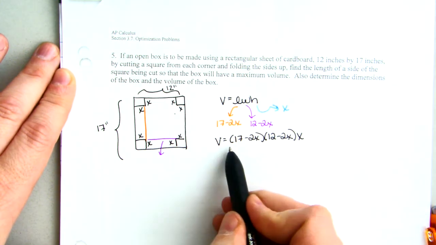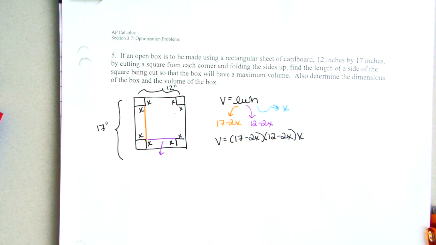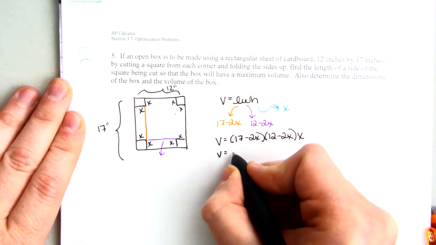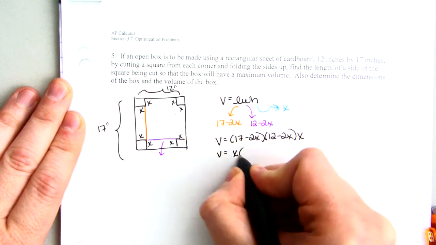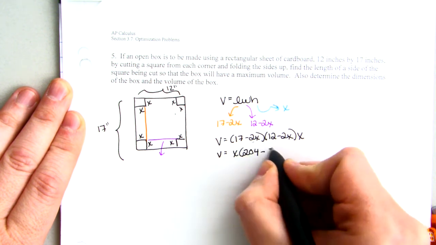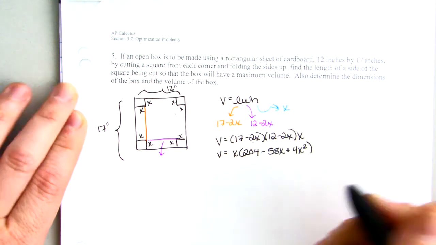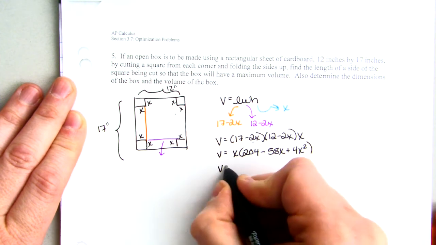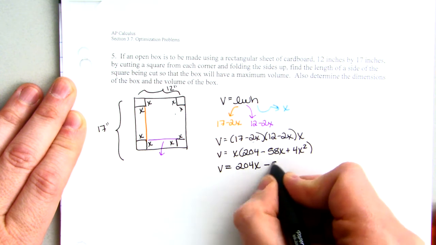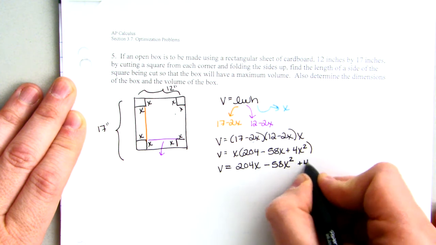Take a moment, multiply this thing out. Let's get this thing in standard form. Let's see, I'll move the x out front. 17 times 12 is 204. Minus 24 minus 34 is minus 58x. Plus 4x squared. V equals 204x minus 58x squared plus 4x cubed.